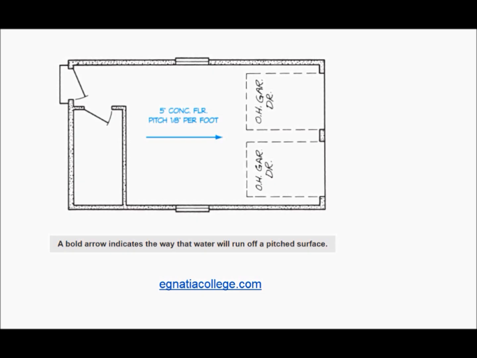When floor drains or forms are set for pitched floors, it is necessary to find the total pitch of the slab. This is done by multiplying the pitch per foot by the number of feet over which the slab is pitched. For example, if the note on a concrete apron in front of a garage door indicates a pitch of 1/2 inch per foot and the apron is 4 feet wide, the total pitch is 2 inches. The proper elevation for the form at the outer edge of the apron is 2 inches less than the finished floor elevation.